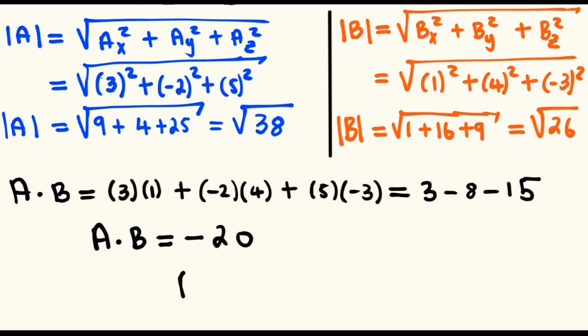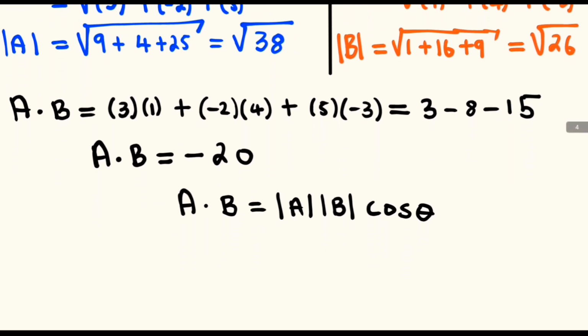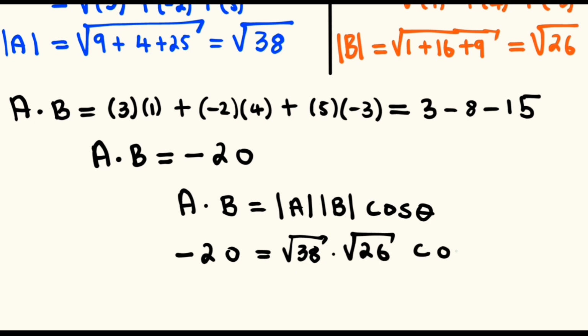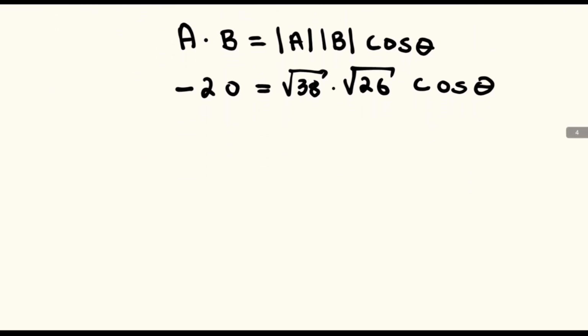Our formula, once again: A dot B is equal to the magnitude of A multiplied by the magnitude of B multiplied by cos of theta. We already determined A dot B as negative 20, the magnitude of A as the square root of 38, and the magnitude of B as the square root of 26. Remember, we are looking for theta, the angle between vector A and B. So let's make cos theta the subject of the formula.